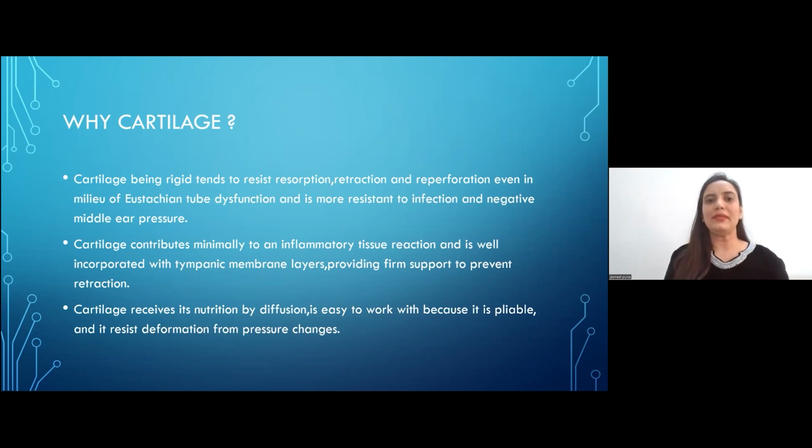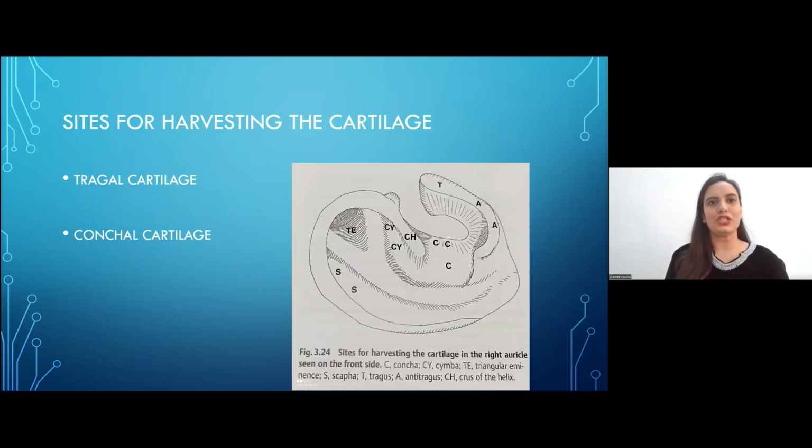Cartilage contributes minimally to inflammatory membrane layers, providing firm support to prevent retraction. It receives its nutrition by diffusion. It's easy to work with, and because it is pliable, it resists deformation from pressure changes.